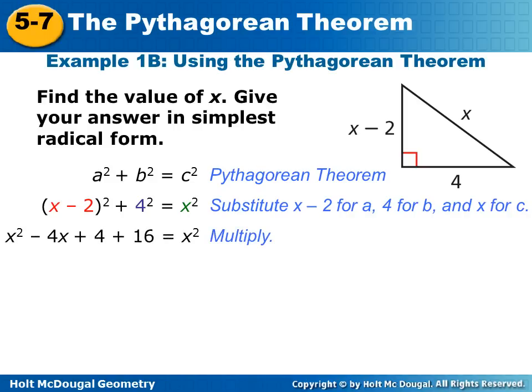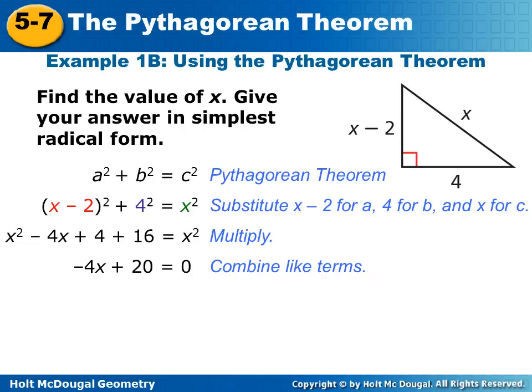When we multiply this, we need to FOIL the x minus 2. Be extremely careful that you do not change x minus 2 squared to x squared minus 4. You don't square each individually, you need to FOIL it, x minus 2 times x minus 2, in order to get a trinomial. So that's equal to x squared minus 4x plus 4 plus 16 from the 4 squared equals x squared. Now we combine terms.